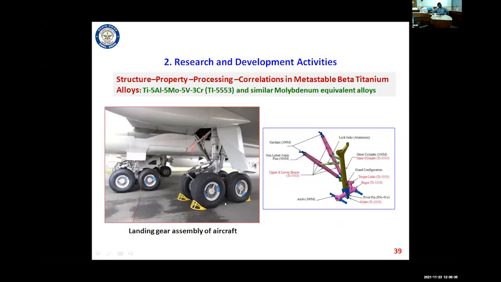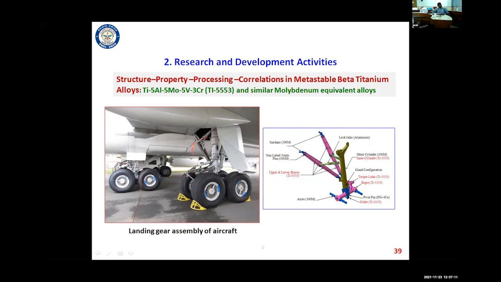Yeah, so now I have explained all the microstructural and structural characterization techniques. Now I want to present how I am using those characterization techniques in research and development activities. As one such example, I will present how I have established structure-property correlations in metastable beta alloys. Mainly TA253, which is the latest addition to the family of metastable beta alloys. You can see that this is titanium, 5 aluminum, 5 molybdenum, 5 vanadium, and 3 chromium, and also similar molybdenum equivalent alloys.